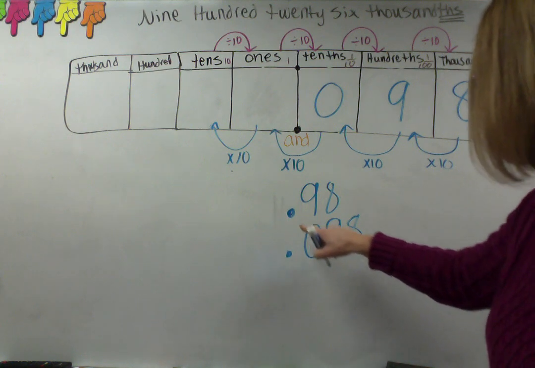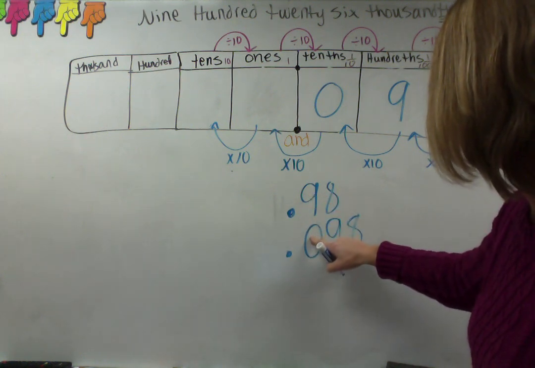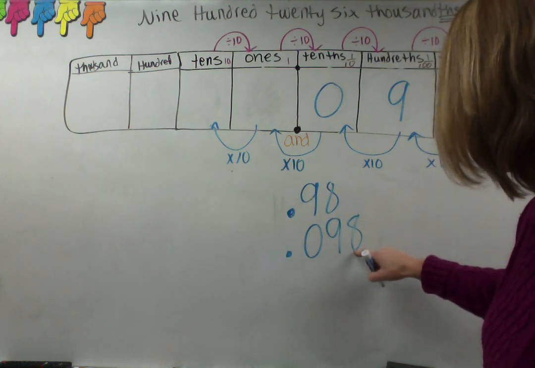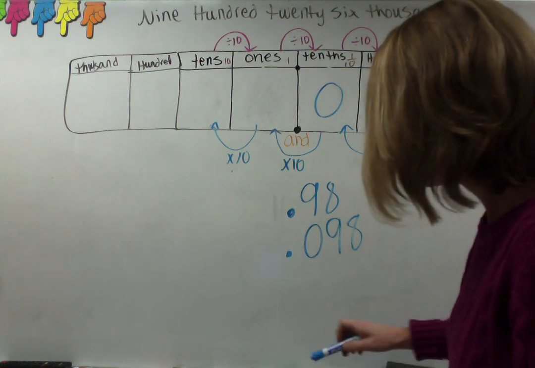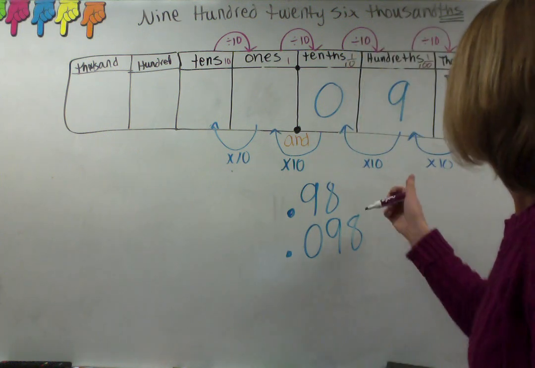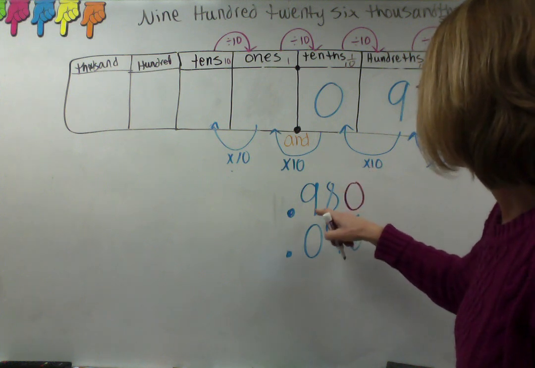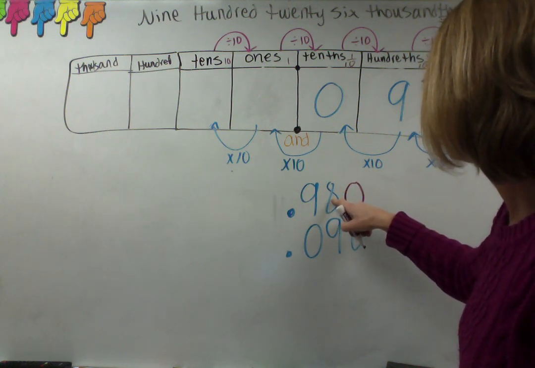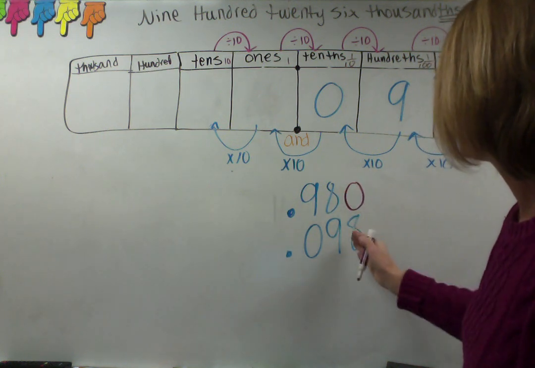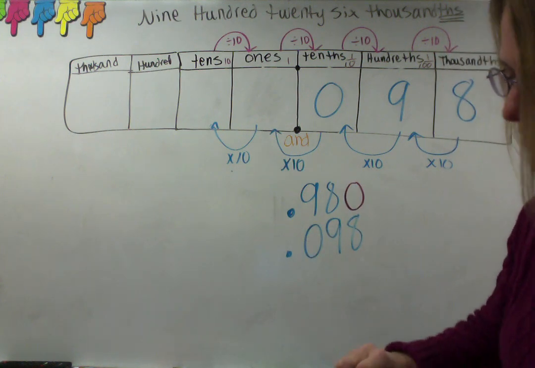So I have 98 thousandths. You line up the decimals, line up the tenths place, line up the hundredths place, line up the thousandths place. Now I can put a 0 here because it's not going to change my value. The 9 is still in the tenths place, the 8 is still in the hundredths place. I just put the 0 here to help me line everything up, okay?